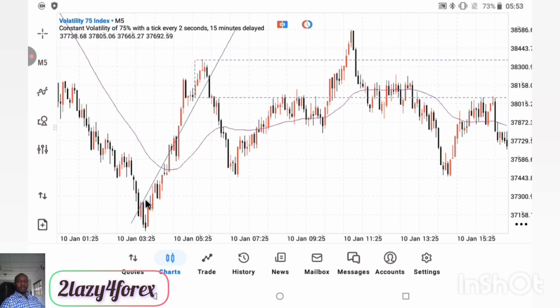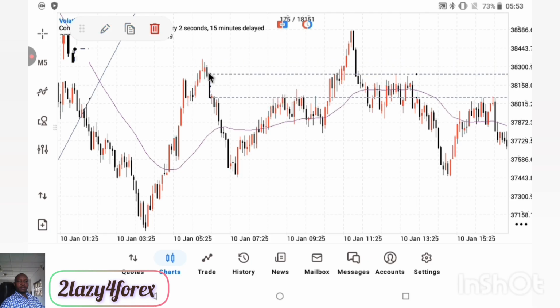So for this example now, let's put this aside. This is a pullback, and we wait for a lower low. Price sells, creates a lower low, and according to this strategy, you wait for price to come back in here, which price did. This is the box I would have hoped price will come back to. Price came back there, and lower time frame entries would have sent it down.